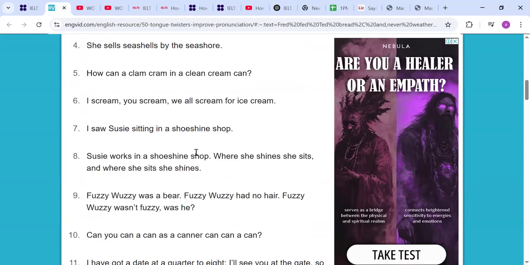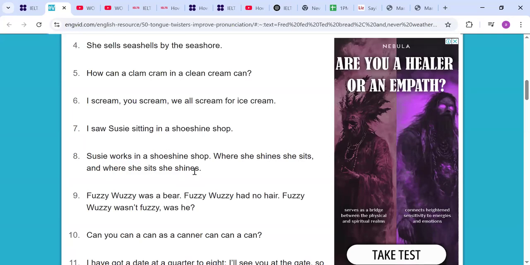Susie works in a shoe shine shop. Where she shines, she sits, and where she sits, she shines. So we are pronouncing words clearly here. That's how it helps improve fluency, pronounce words clearly and bring clarity, because when we speak too fast, we mix the sounds. So we try to become conscious to make each sound clearly, to not rush into the next one and not mix with it. Like Susie works in a shoe shine shop. Where she shines, she sits, and where she sits, she shines.